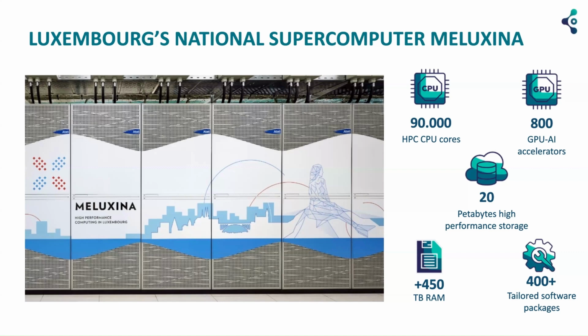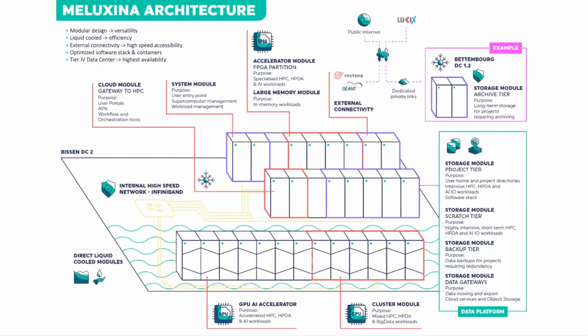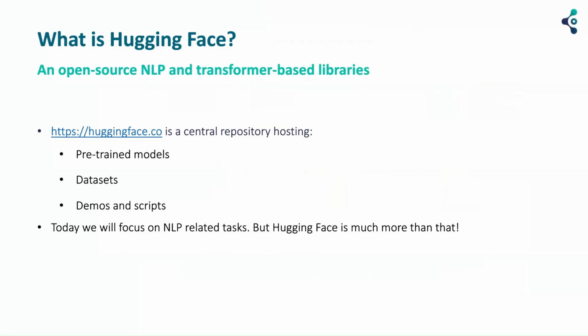Let me directly go to the infrastructure essentials. We have 4 different partitions: standard CPU nodes, 20 FPGA nodes, 20 large memory nodes, and 200 GPU nodes. Each of them is equipped with 4 NVIDIA A100s. In the demonstration that I'm going to run, this is the type of node that I will be using. I'm going to skip that part. You can refer to it later, or ask me a question at the end of the talk.